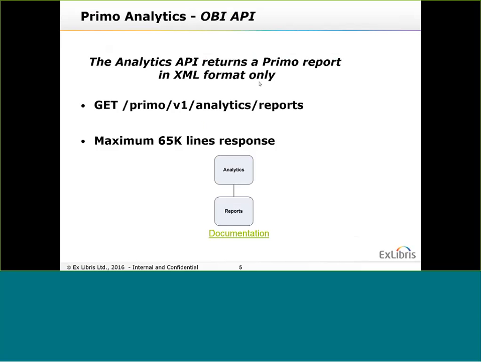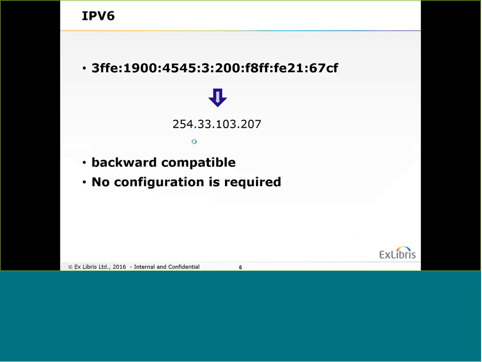So this is for the Primo Analytics. The next thing we are adding in May is support for IP version 6. IP version 6 is in order to enlarge the range of the IPs that exist. We now have a 6-part IP.